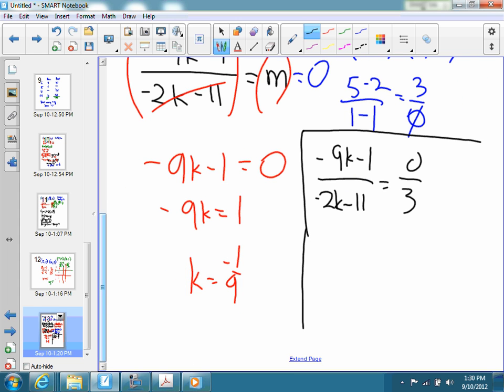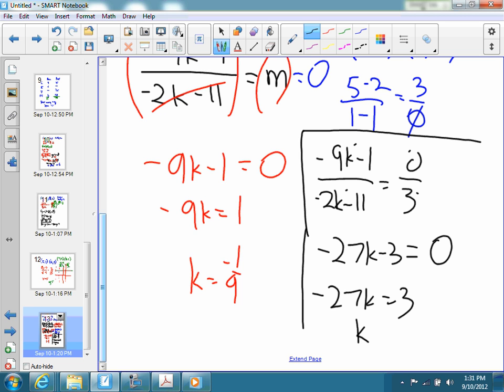So I'll cross multiply. I'll do this times 0, and this times that. So I'm going to have negative 27k minus 3 is equal to 0. Okay? You can see what's happening here, right? So it'll be negative 27k is equal to positive 3. K is still going to be equal to negative 1/9. It doesn't make any difference.